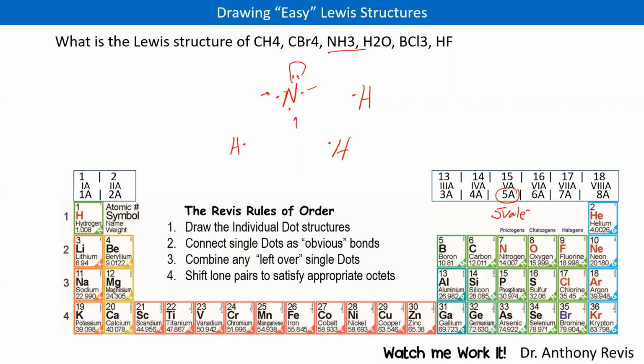I will ignore the lone pair because they are grouped. They're grouped together, which means they're spin up and spin down. They're very happy sitting there. All these others are spin up, and they're looking for an opportunity to spin down with something else.